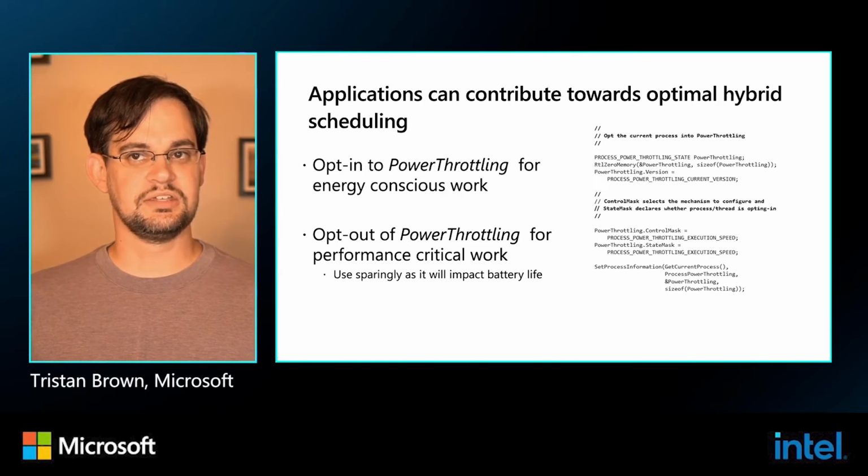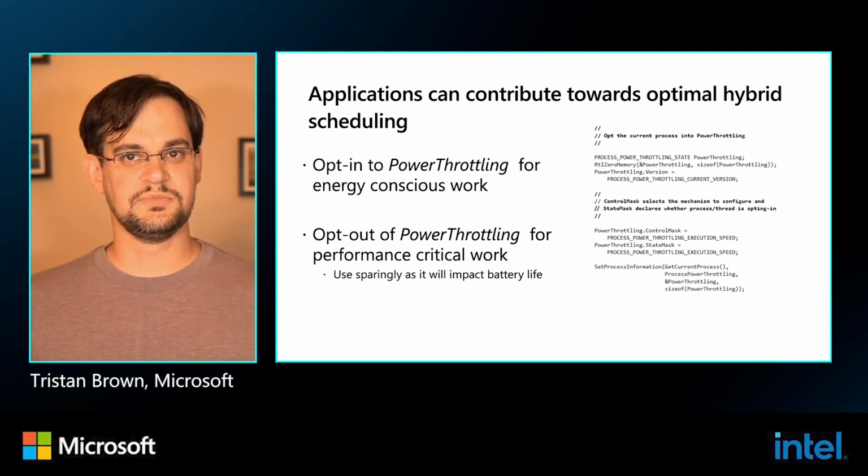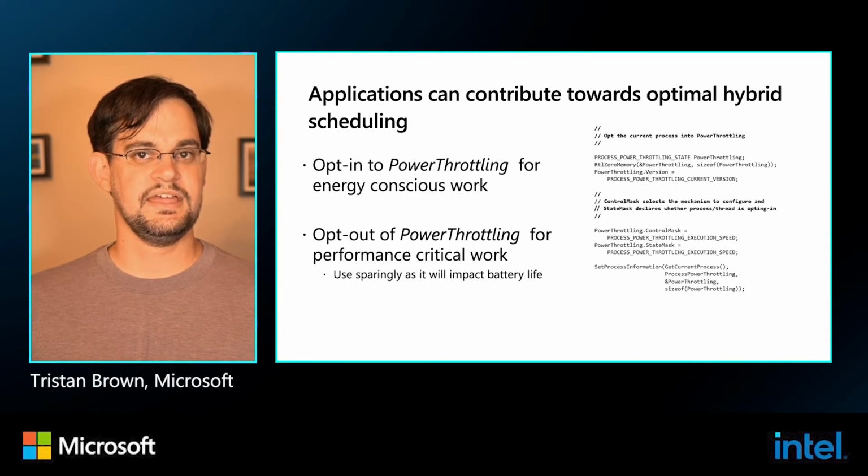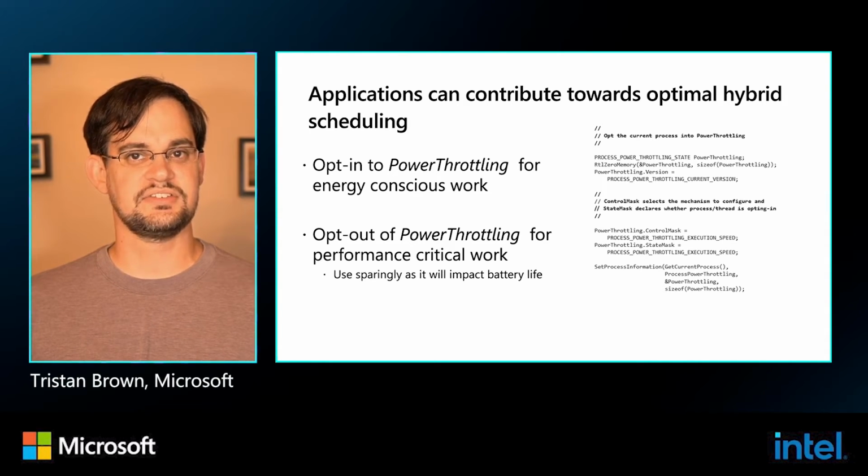Applications can help Windows make informed decisions by opting in or out of power throttling. Opting into power throttling provides a hint that your application is performing work that is not performance sensitive, and Windows prioritizes running work efficiently to leave more headroom for higher quality of service work or to improve battery life. Applications running background maintenance tasks are good candidates for opting into power throttling. For example, content indexing tools, online backup, background software updaters.